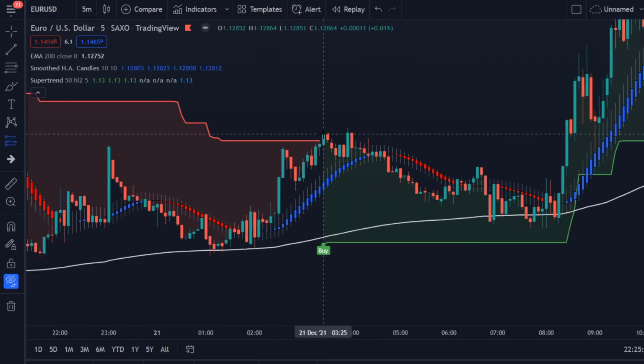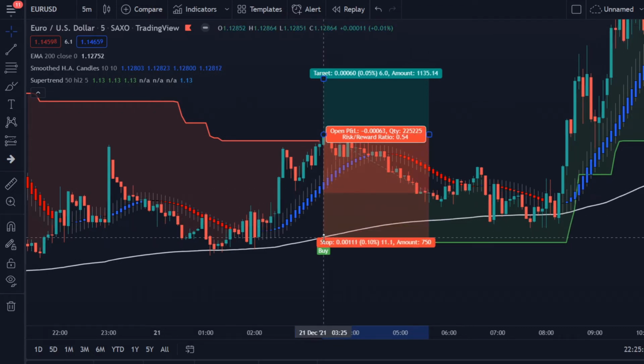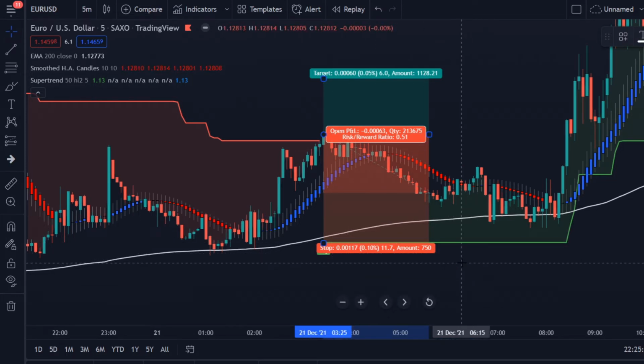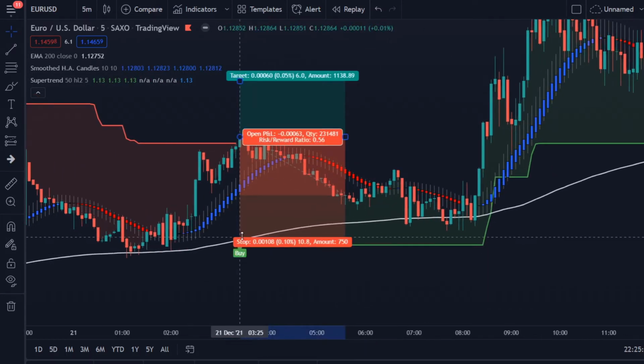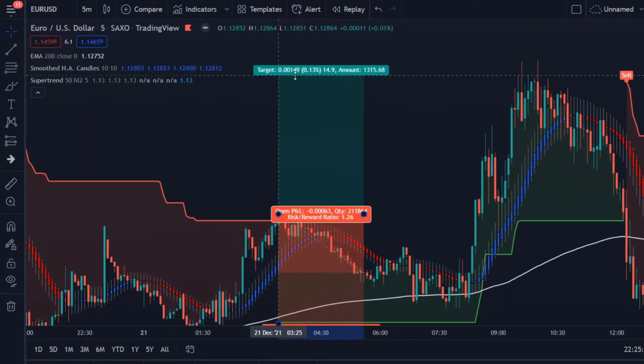Let me show you an example. So over here the buy signal appeared. We place our stop loss. And you can choose if you want to place it on top of the 200 exponential moving average or just on top of the super trend. It doesn't really matter that much, but still 1 pip, so yeah, that could be crucial. I'm not sure.